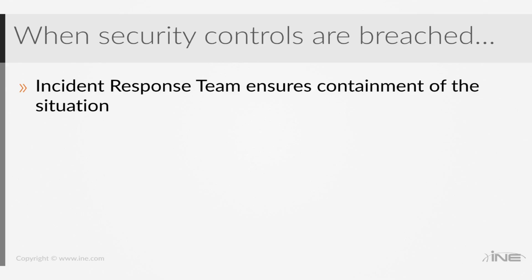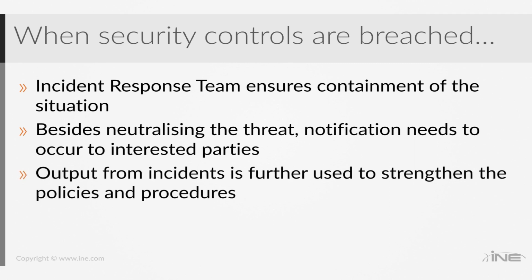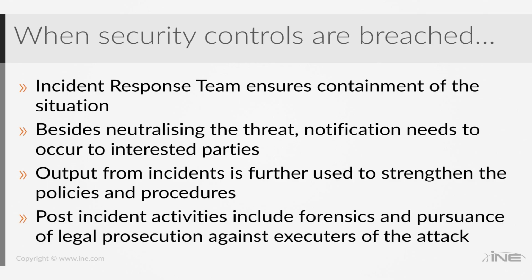So an incident response team will ensure that there is a containment of such a situation. So they manage things by priority, right? And when they manage to neutralize the threat, which is of course the first thing that's needed, they will need to start notifying other interested parties. That includes people from upper management and so on. Then the output from those incidents is further used to strengthen the policies and procedures, even the technical controls. Because if something happened, it's because there was a vulnerability somewhere. So the output from that incident helps strengthen the security of the enterprise.